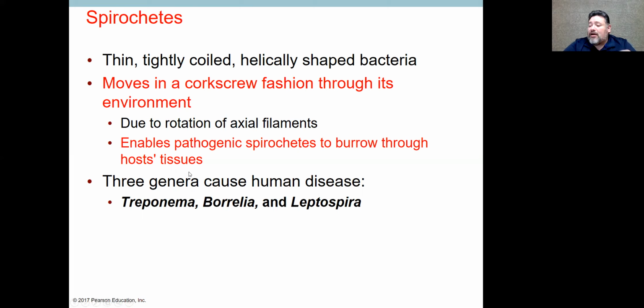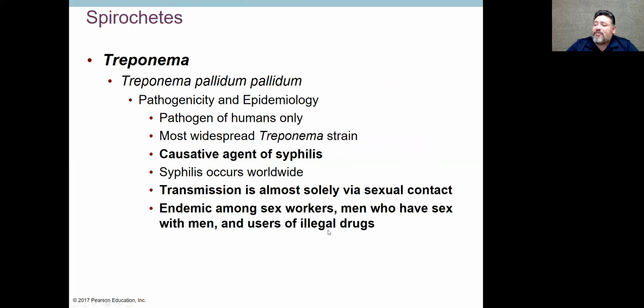The main genera of spirochetes are Treponema, Borrelia, and Leptospira. So here's Treponema pallidum, the causative agent of syphilis. Typically, this is transmitted via sexual contact only, although there's some literature out there saying that the spirochete can actually live outside body fluids for about an hour or so. So interestingly, it is possible, hypothetically at least, to transfer from one person to another via fomites.